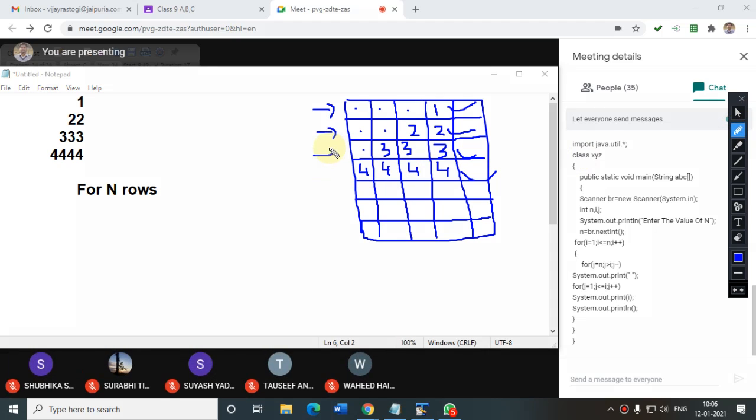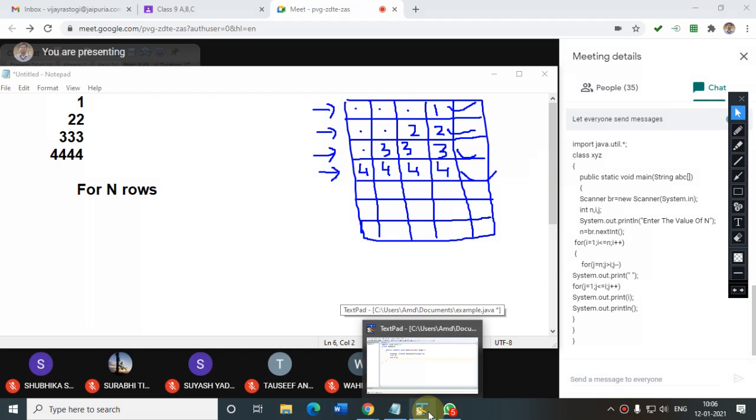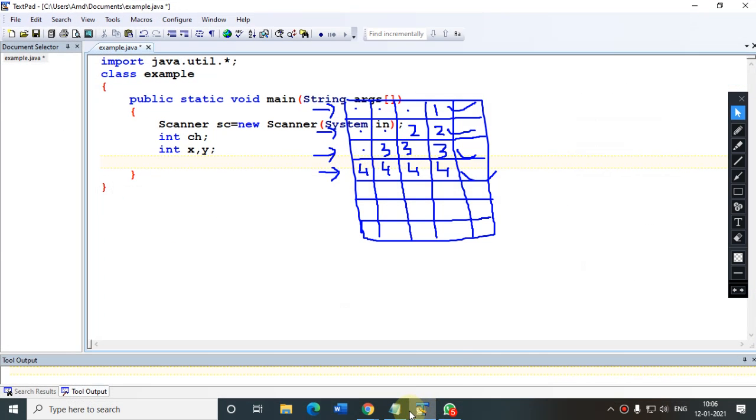So first time we are printing 3 blanks, then one time printing, then second time 2 blanks, 2 times printing, and that is 2. Then next time one time printing blank and 3 times you are printing 3. Okay, so I am going to show you the solution here.